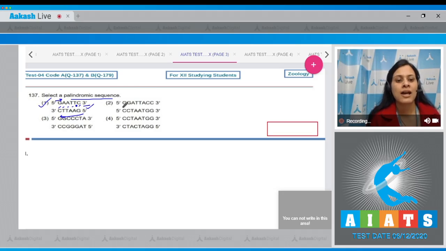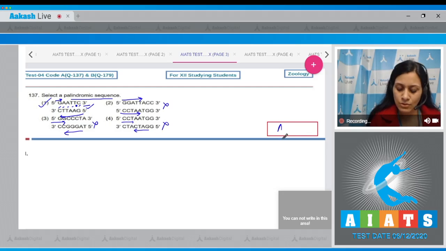The next option has both the strands in the same direction, 5' to 3', so this cannot be a palindromic sequence. The next option is option number 3, from 5' to 3' in the opposite directions, the sequence is not the same, so this cannot be a palindromic sequence. And the same is true of the last option, option number 4, 5' to 3', the sequence doesn't read the same. So this cannot be a correct answer. So the correct answer to this question is option number 1. Let's move on to the next question.